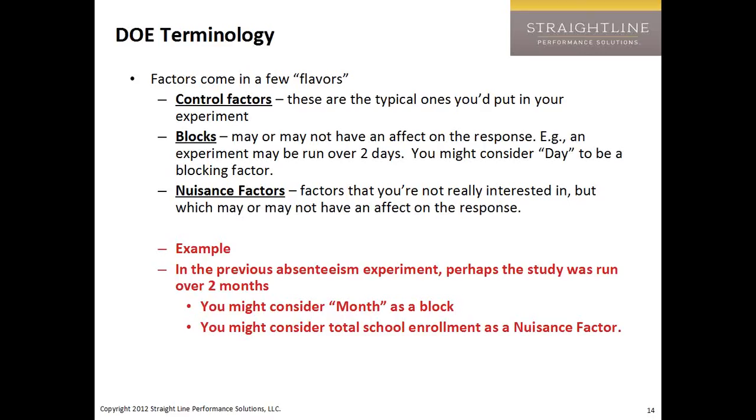So for example, total school enrollment might be a nuisance factor, like there may be more students at one school versus another. So you might want to take into account which school we're looking at. You also might want to use a percentage absence instead of a regular absence. That's another way of getting rid of that nuisance factor. Another nuisance might be that we may get more absences in May than in April. So if it ran over those 2 months, you might want to account for which month it was.